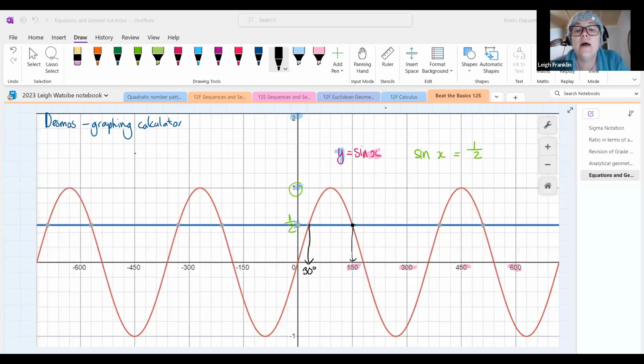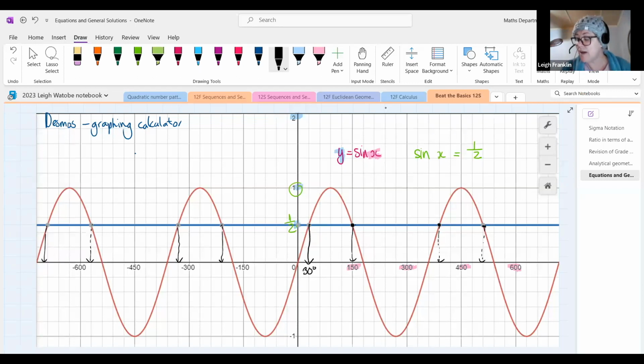Now let's go forward. Over here we've got another solution, and if we go forward over there, we've got another solution. And if we go back over here, we've got another solution, and back over here, another solution. So there are lots and lots of places where sine x is equal to a half. Just on the screen in front of us, we can see that there are 1, 2, 3, 4, 5, 6, 7, 8 places just in this particular interval where sine x is equal to a half.